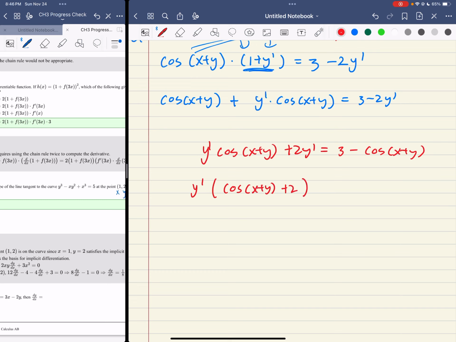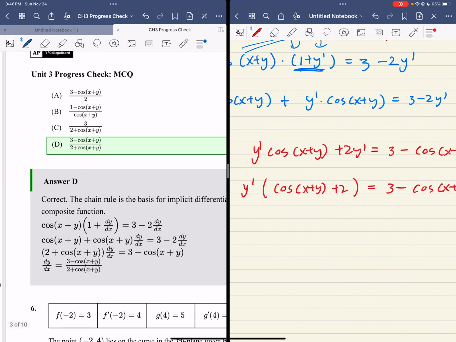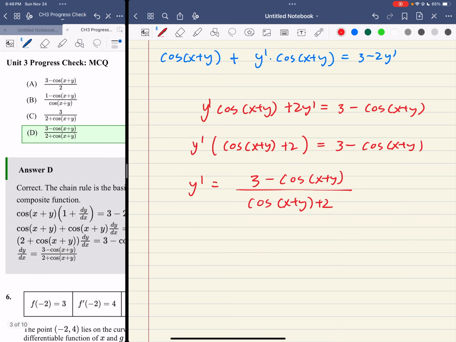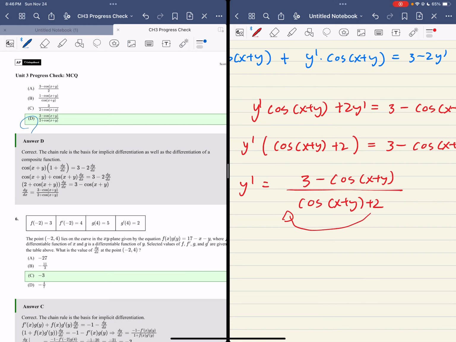Cosine of x plus y plus 2 equals 3 minus cosine of x plus y. Wait a second. Yeah, my answer looks like this. So at the end, the only thing that I have to do is to divide by these numbers. I'm going to put y prime is equal to 3 minus cosine of x plus y over cosine of x plus y plus 2. And according to this question, it's going to be D, because the only thing that I have to do is just move 2 to the front. So as long as you can determine what it is, that's not going to be a big deal.